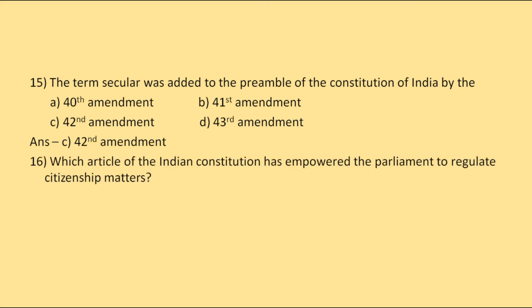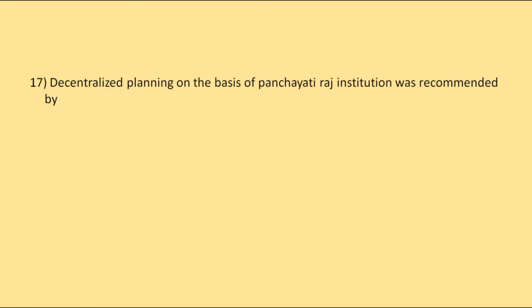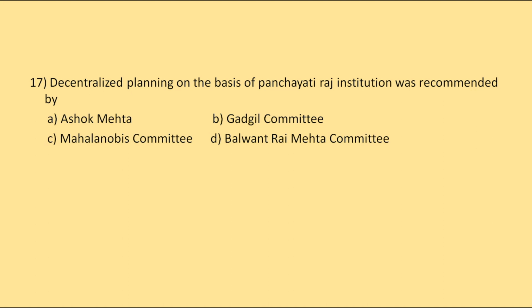Then, which article of the Indian Constitution has empowered the Parliament to regulate citizenship matters? Options are Article 5, 6, 8, or 11. So the correct option will be Article 11. Then, decentralized planning on the basis of Panchayati Raj institution was recommended by Ashok Mehta, Gargil Committee, Mahalanobis Committee, or Balwant Rai Mehta Committee. So the correct option will be Balwant Rai Mehta Committee.